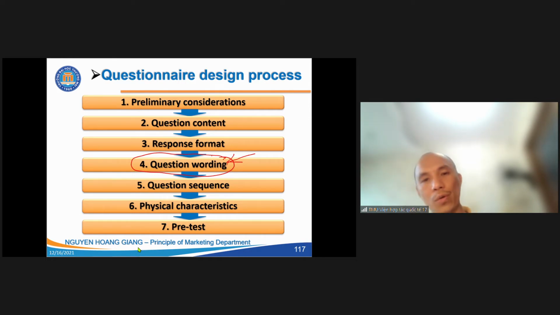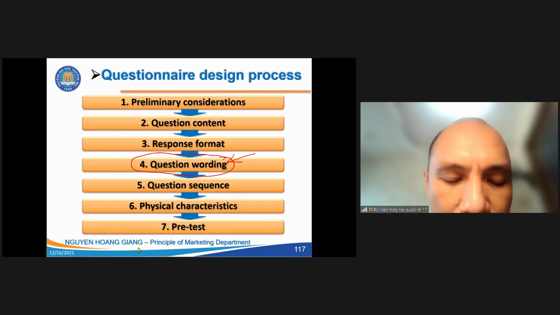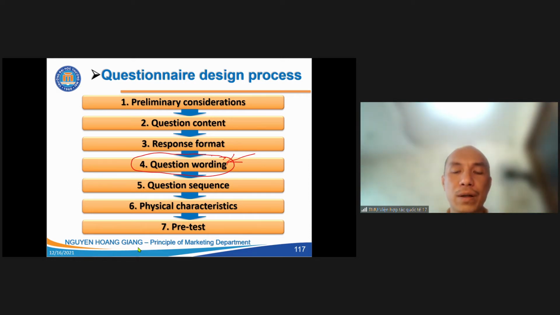And in the structure of the questionnaires, if you put the wrong comma or dot, maybe the meaning of the sentence is changed, and the respondents may misunderstand what you are saying. So it's very important, and try to think about that. And step 5 is questions, and step 6 is physical characteristics, and the last one is about pretest.